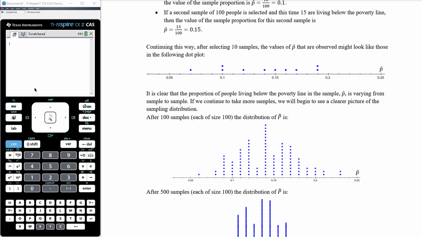So it's clear that the proportion of people living below the poverty line in the sample is varying from sample to sample. And if we continue to take more samples, we'll begin to see a clearer picture of the sampling distribution. So after 100 samples, each of size 100, the distribution of p hat is this. Okay, so there's 100 different samples.